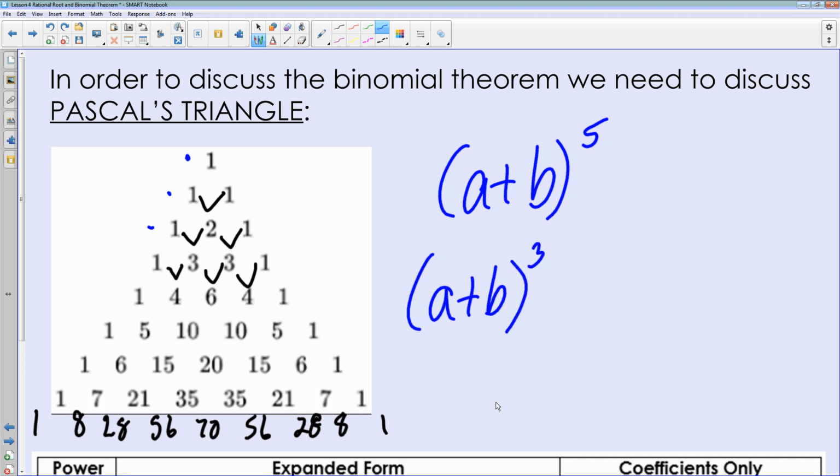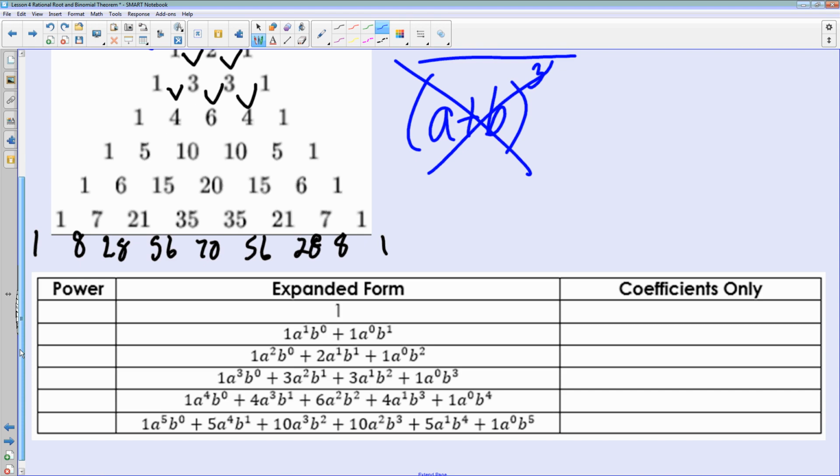A plus b cubed wouldn't be too bad. I could take that trinomial that I just got from a plus b squared and multiply by a plus b. But when we get to a plus b to the fifth, do I really want to do all that? Not really. Okay, and that's where this binomial theorem comes in handy.